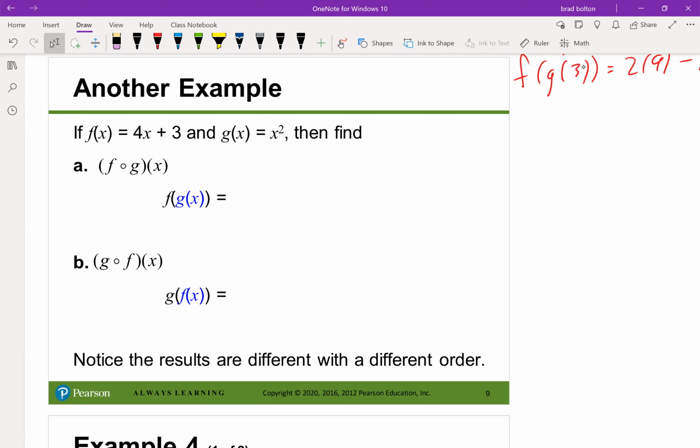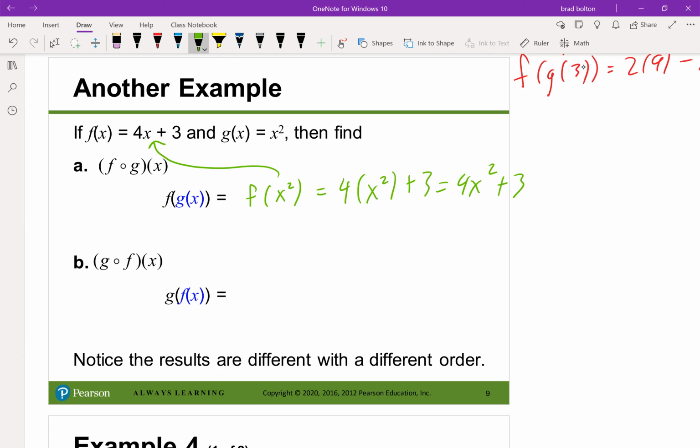Okay, so hopefully you guys made your way through this. So the first thing I do is I rewrite this as f of g of x, and g of x I know is x squared. So now that means I'm going to take x squared and plug it into f. So that means it's 4, but instead of x, I now have x squared, plus 3. So this is just 4x squared plus 3. Nice and clean, okay?